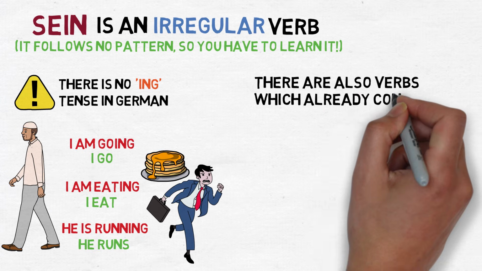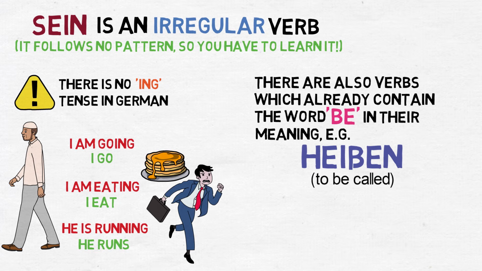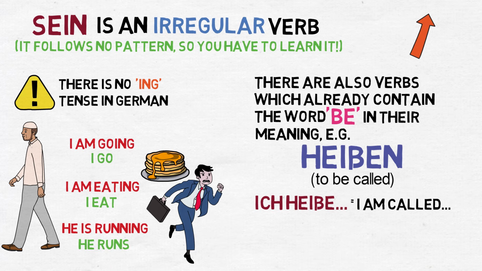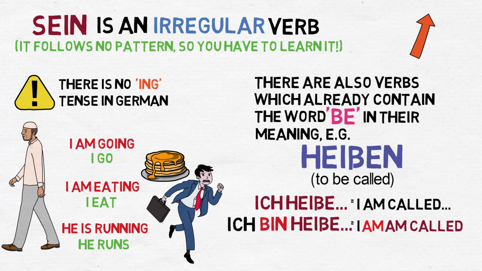There are also verbs that have the word be in their meaning, like to be called, which is heißen. If you look back at lesson 2 by clicking here, you will remember that ich heiße means I am called. We don't need to say ich bin heiße, as that would mean I am am called.